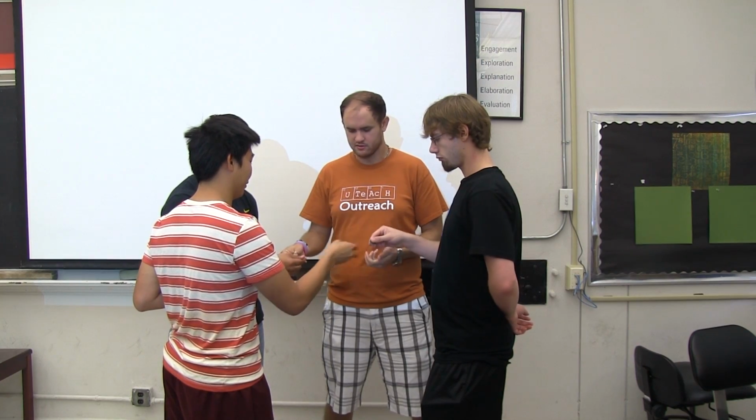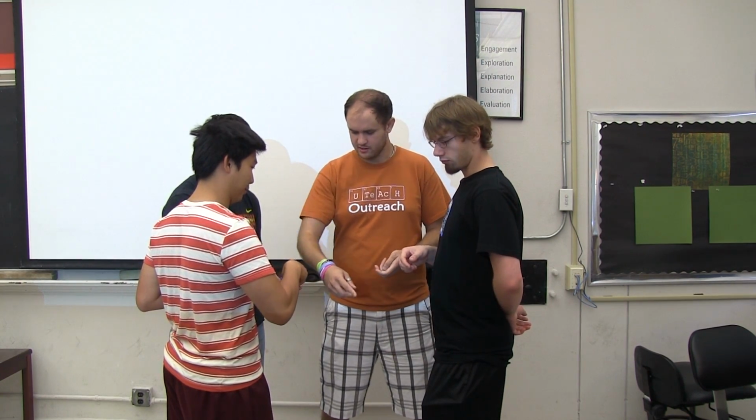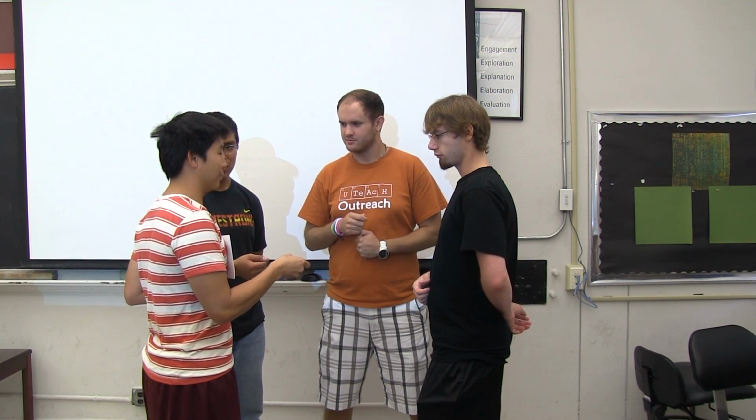Alright, so now my partner is going to come and disconnect one of our wires. Alright, so you guys disconnect. And so now what happens to our flow of electricity? It stopped. Alright, so why did it stop? Because the circuit is incomplete.